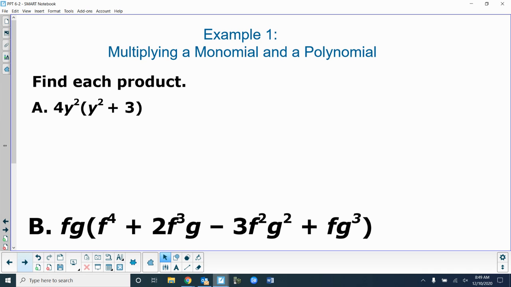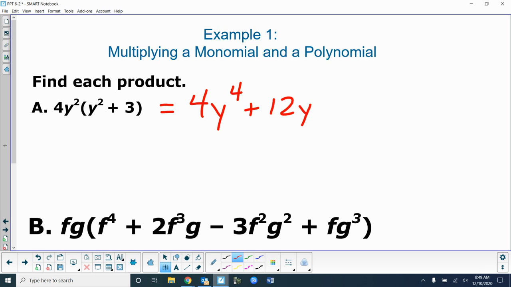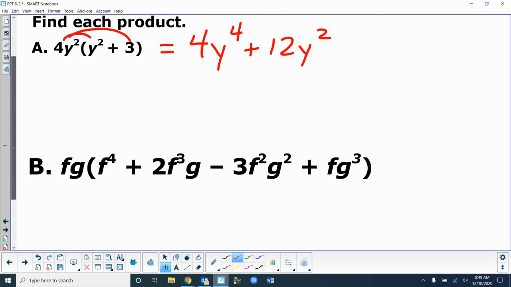So go ahead and do A for me, Mr. Zito. 4y to the 4th. Very good. Plus 12y squared. Good. So we add the exponents. We have the same variable, we add the exponent. We just distributed there. Any issues there? Okay. Mr. Reynolds, you can do this one for us.